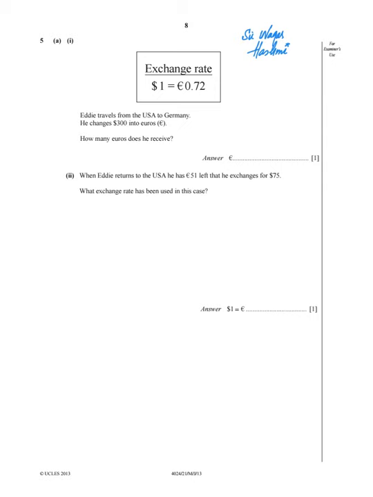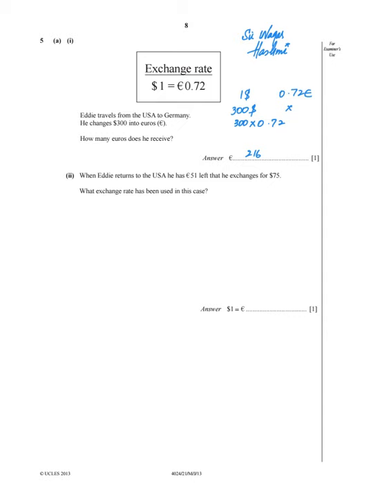After that, it's question number 5 from Everyday Mathematics. It says that Eddie travels from USA to Germany. He changes $300 into euros. How many euros does he receive? So the exchange rate is, for $1 you are getting 0.72 euros. If you have $300, how many euros are you getting? Simply you need to multiply 300 with 0.72. All right, so that is equal to 216 euros. That is your first part.